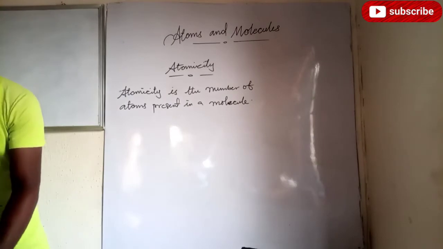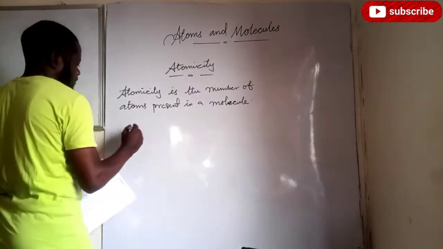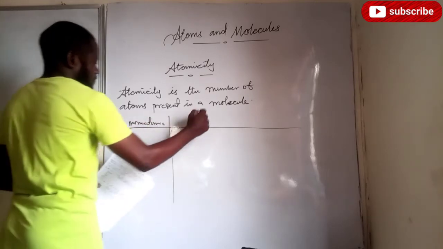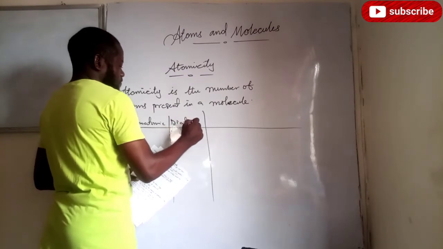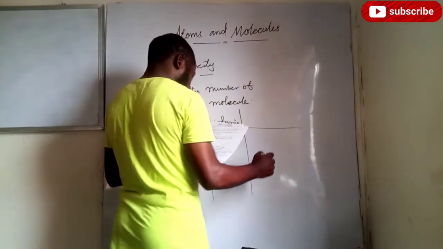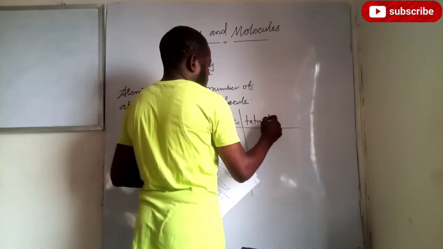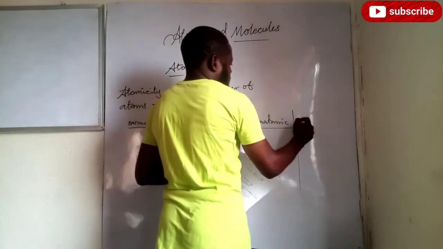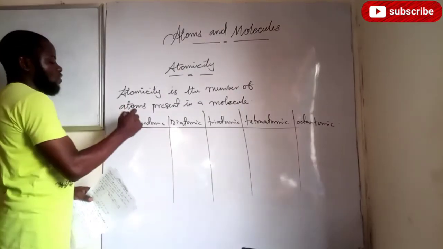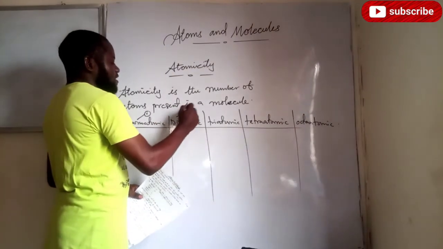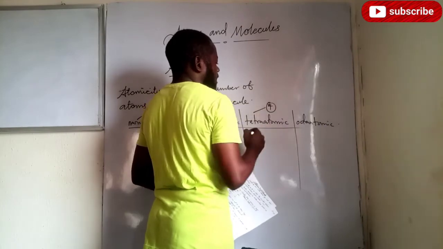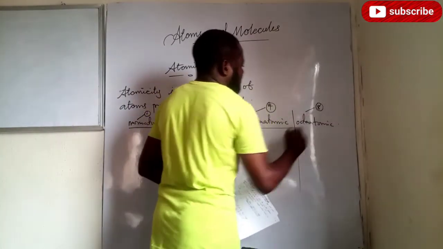So let's consider the following table. We have this table that shows monoatomic, diatomic, triatomic, tetraatomic, and octaatomic. Monoatomic means 1 atomicity. Diatomic is 2 atomicity. Triatomic is 3 atomicity. Tetraatomic is 4 atomicity. And octaatomic is 8 atomicity.